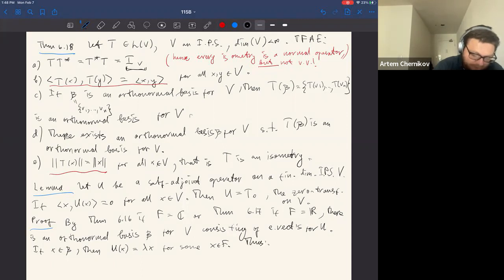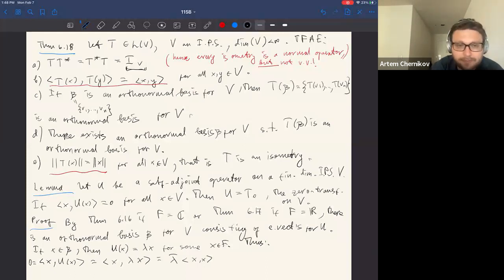Then we have the inner product of X with U of X. By assumption, it is equal to 0. That was the assumption on U in the lemma. But this inner product is the same as the inner product of X with lambda X. Now we can take lambda out, though we have to take the complex conjugate. So this is lambda bar times the inner product of X with itself. And because X is an element of a basis beta, in particular it is not 0.